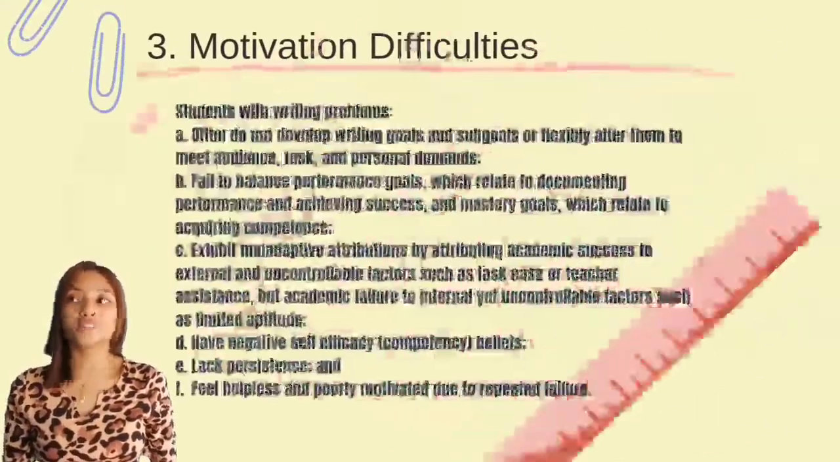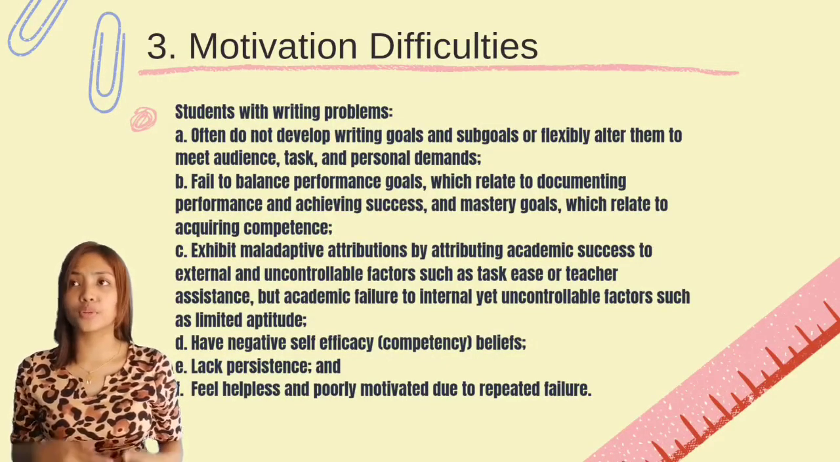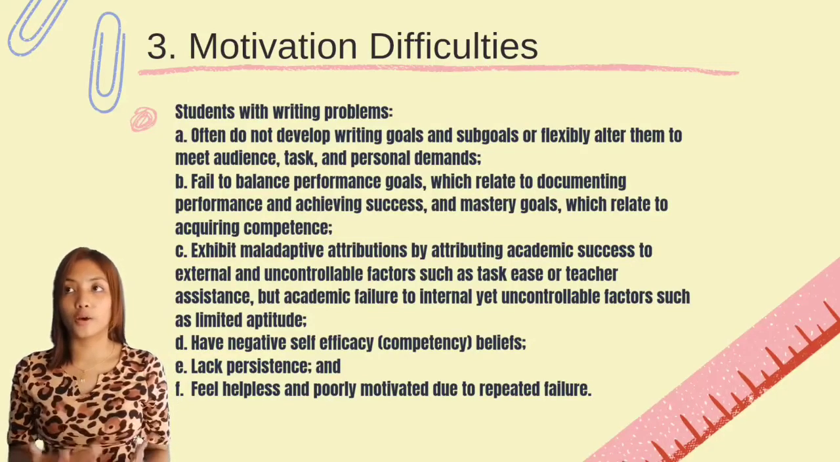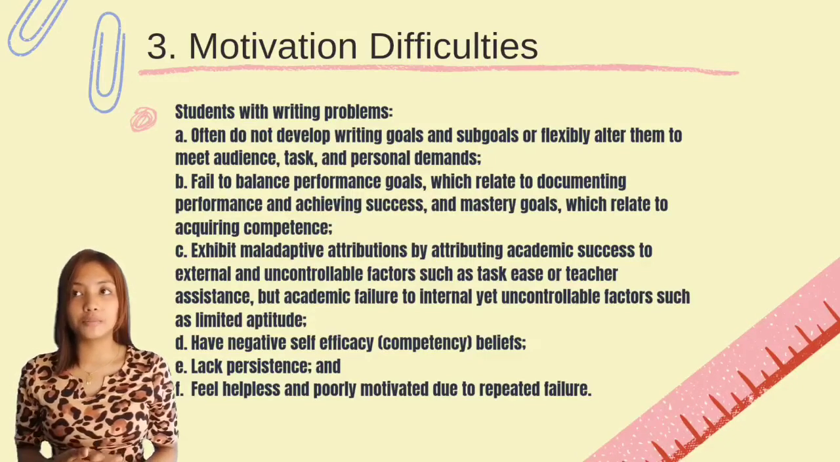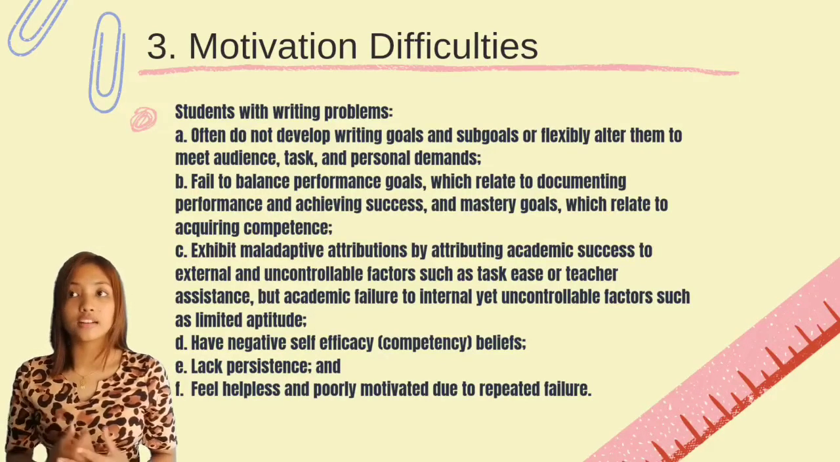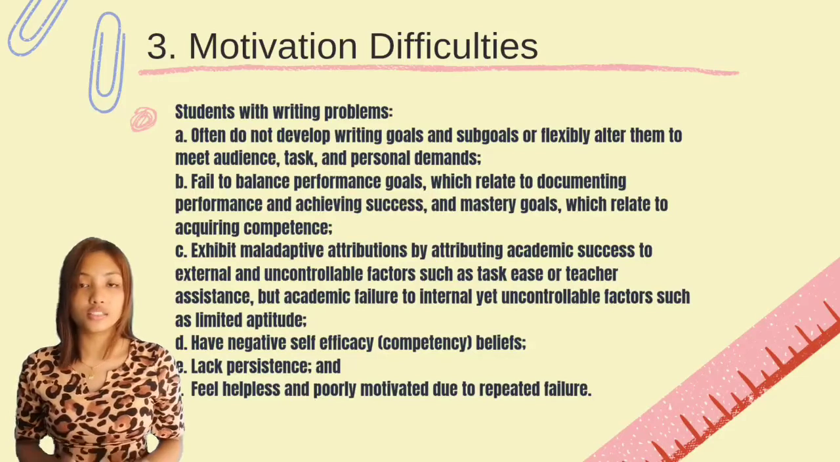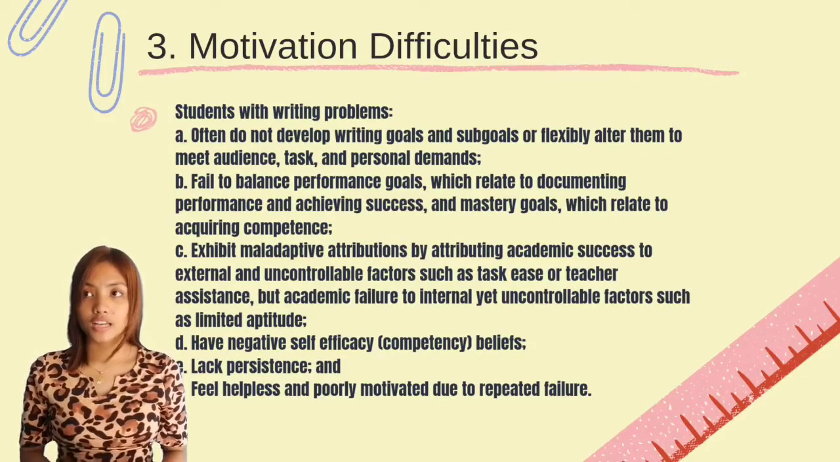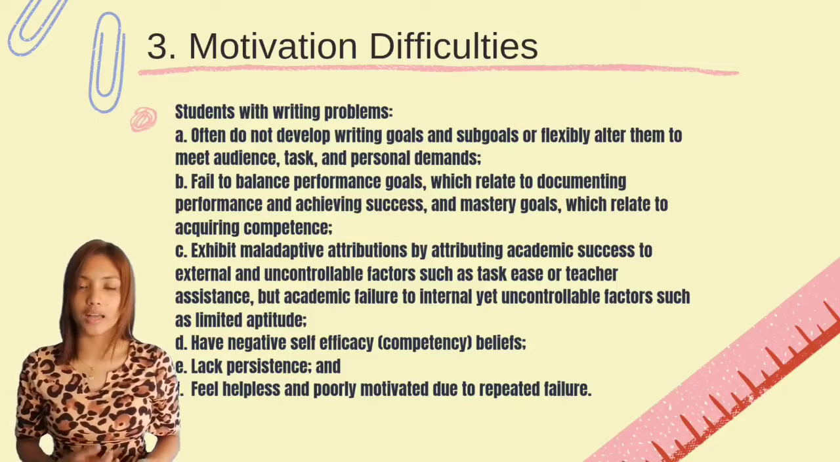So let's move on now to the last part, which is the motivation difficulties of students with writing problems. So letter A, they often do not develop writing goals and sub-goals or flexibly alter them to meet their audience. Letter B is they fail to balance performance goals and achieving success with mastery goals, which relate to acquiring their own competence. Letter C is they exhibit maladaptive attributions by attributing academic success to external and uncontrollable factors such as task ease or teacher assistance, but academic failure to internal yet uncontrollable factors such as limited aptitude.